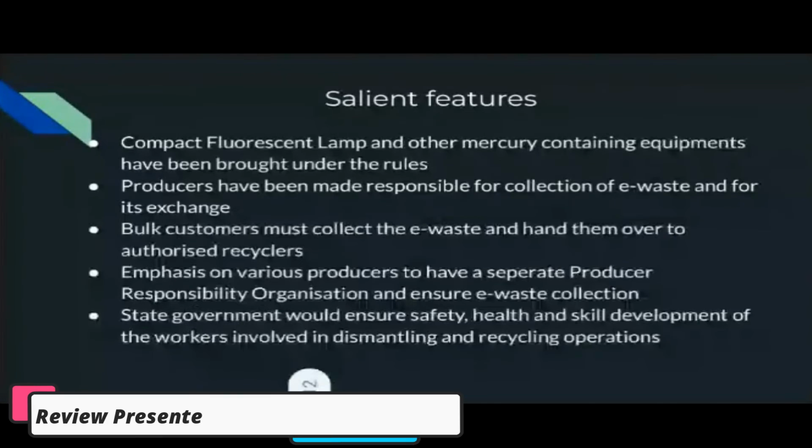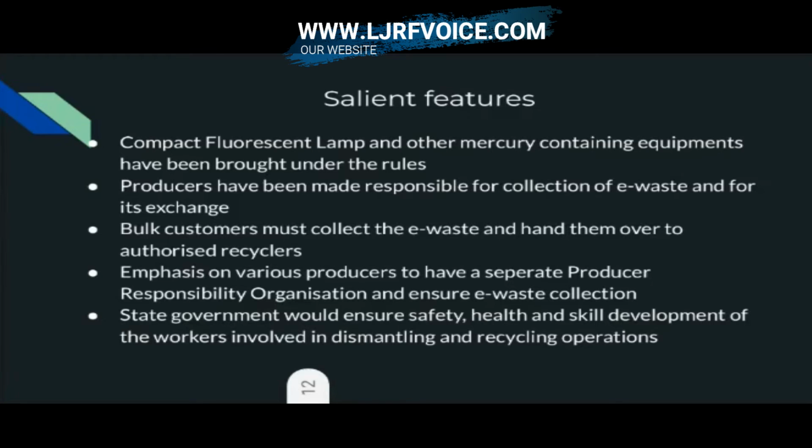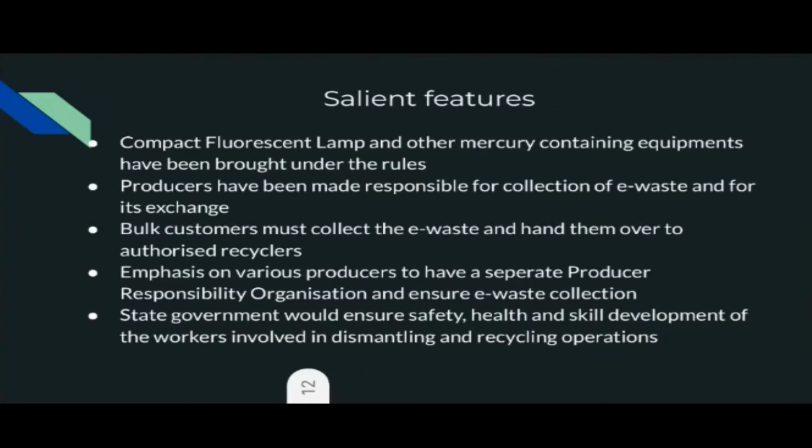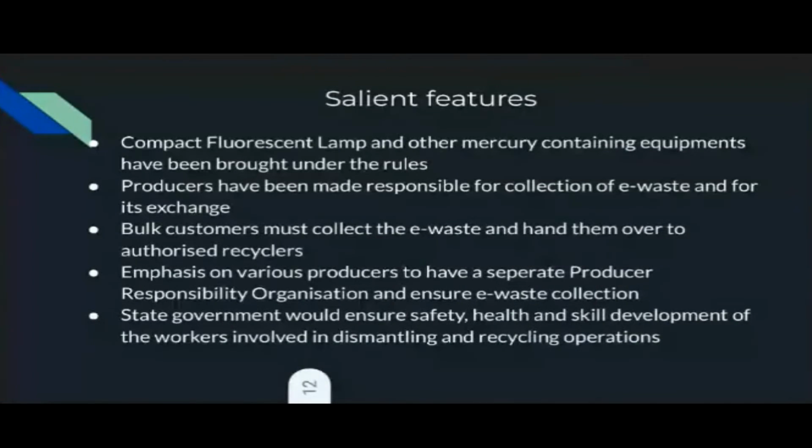Now moving on to the salient features of this act. CFL lamps and other mercury containing equipments are brought under the rule. In the earlier rule, CFL and other mercury containing equipments were not included. But in the new rule of 2016, CFL lamps and mercury containing equipments are included. And also the producers are made responsible for the collection of e-waste and for its exchange. So here also the polluter pays principle is applicable. That is, the producers are made responsible for the collection of e-waste.